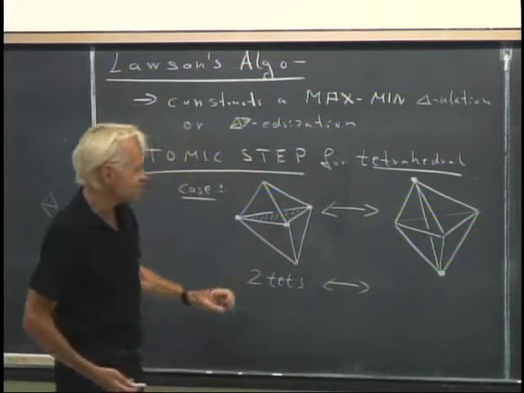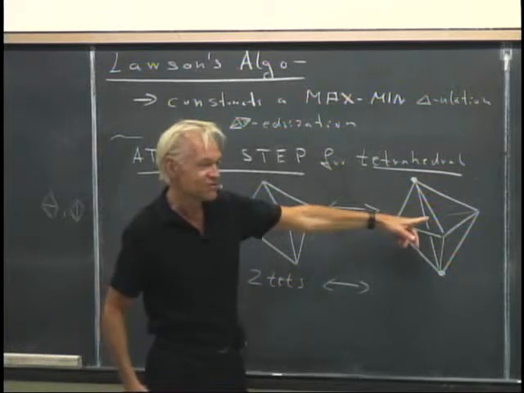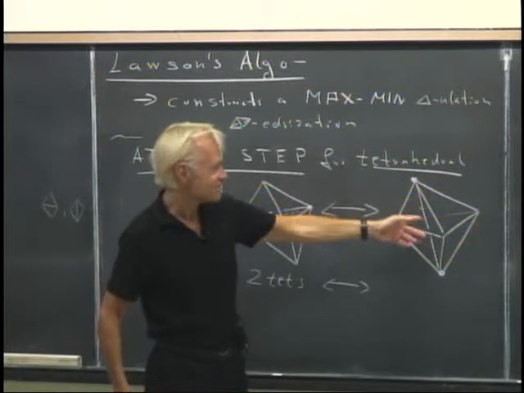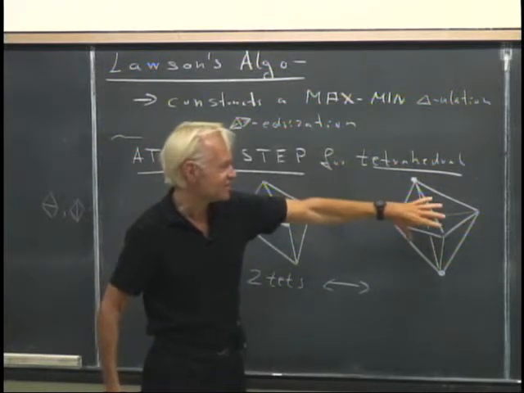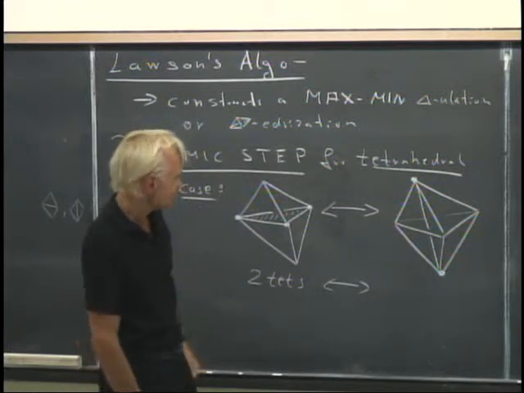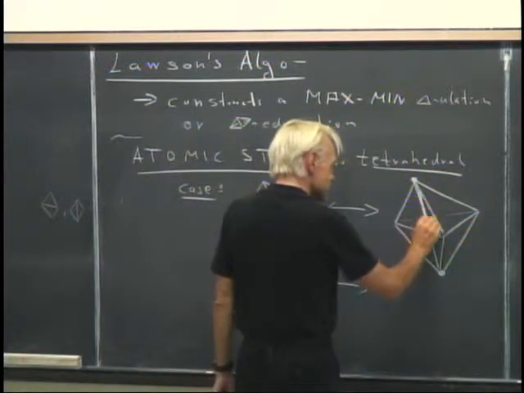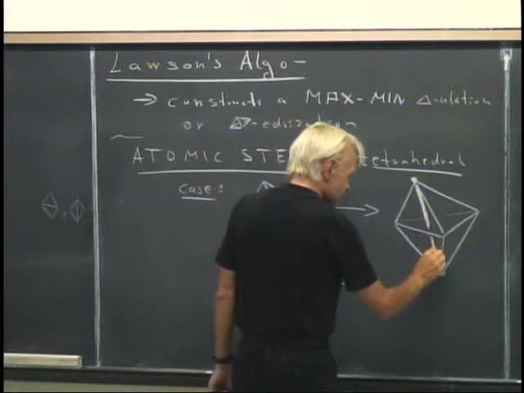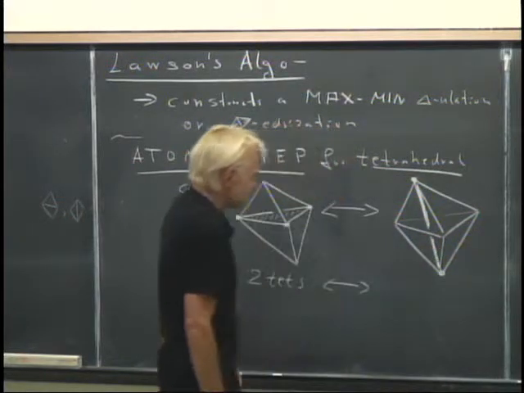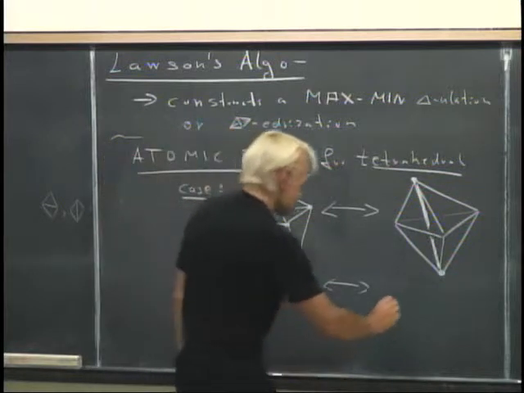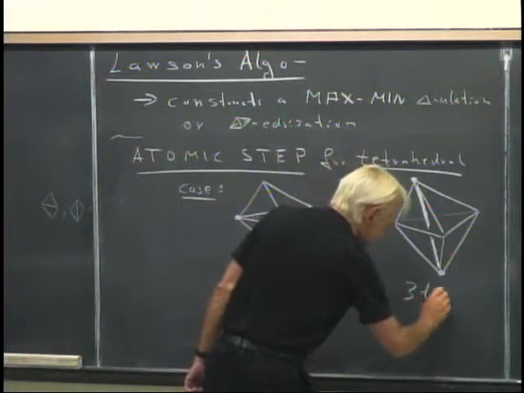So this is a flip operation. A face becomes an edge, or you can do it the other way. This edge of a three-tet configuration becomes a face. So that is, of course, the generalization of that. So two tets become three tets, or vice versa.